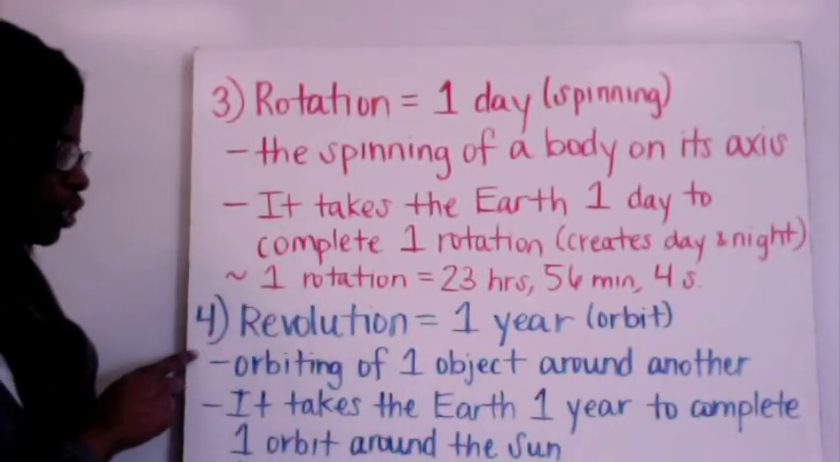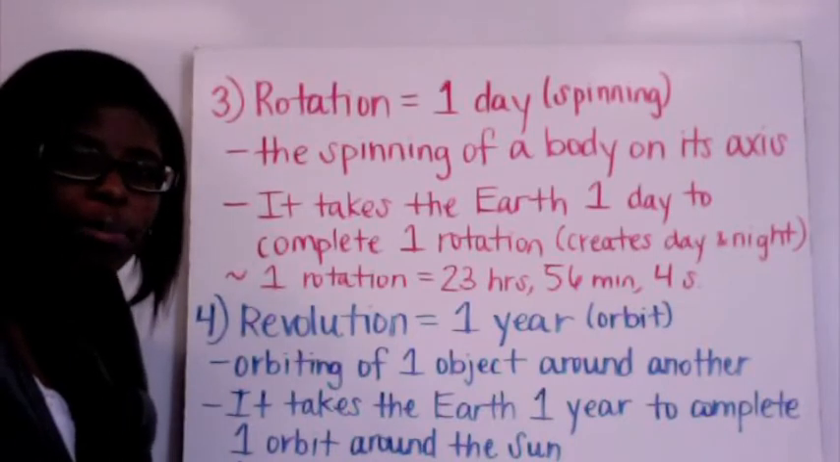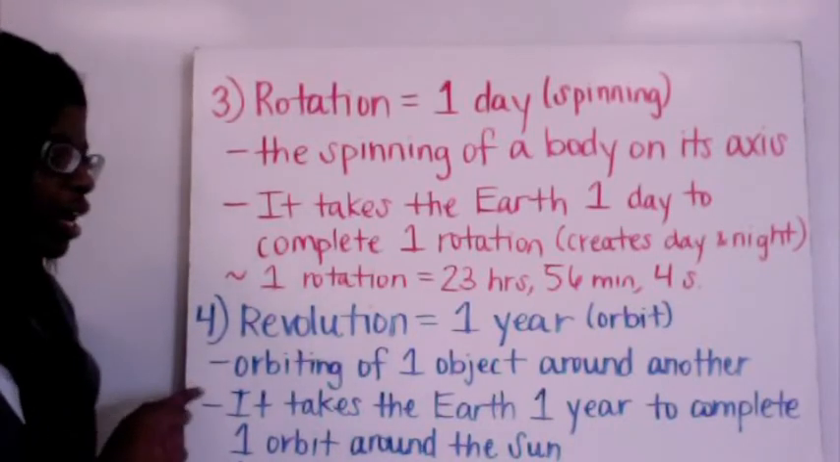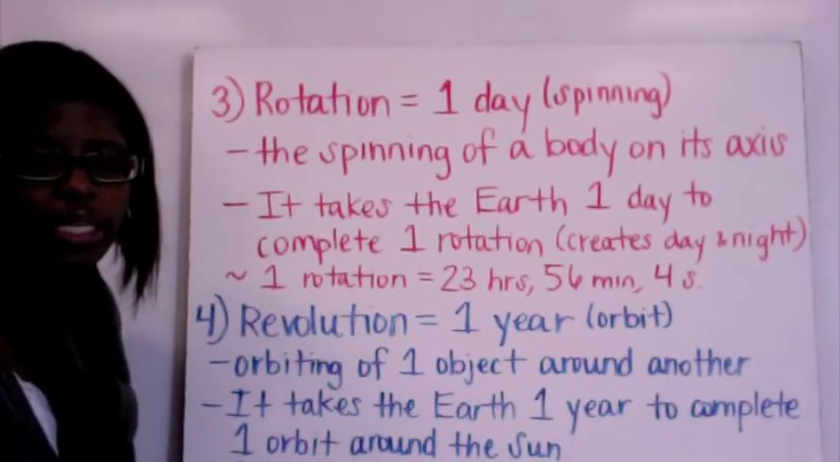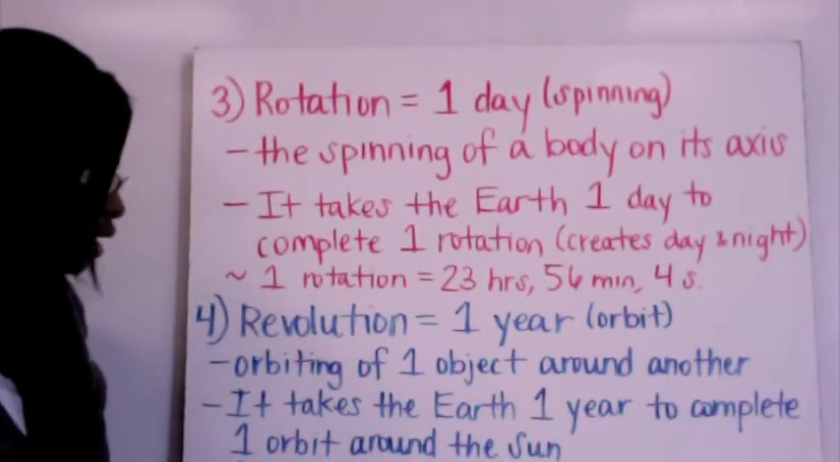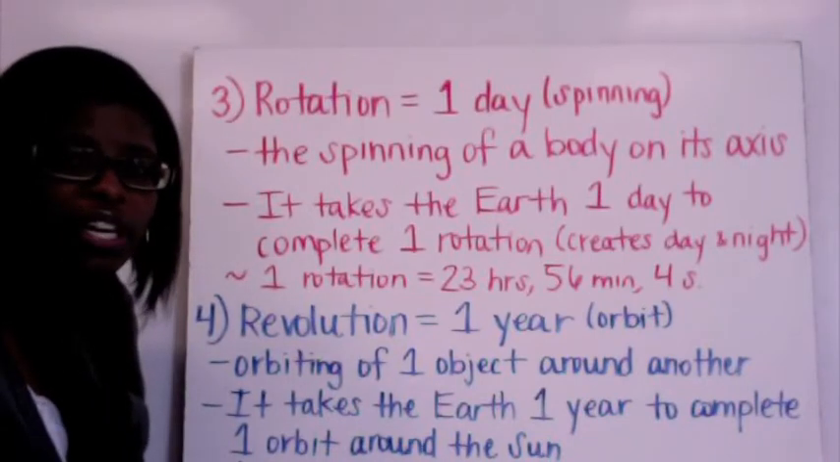And then the fourth motion of the Earth is revolution. Revolution equals 1 year, or it means orbit. So it's the orbiting of an object around another. It takes the Earth 1 year to complete one orbit around the sun. And the revolution is equivalent to 365.25 days.